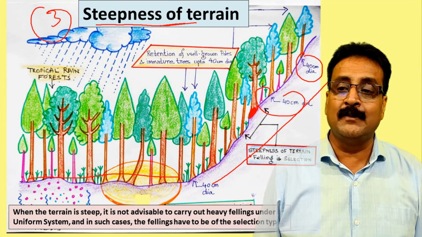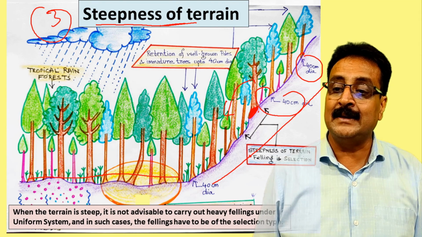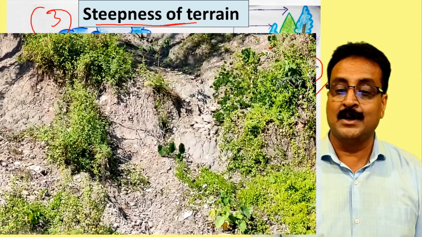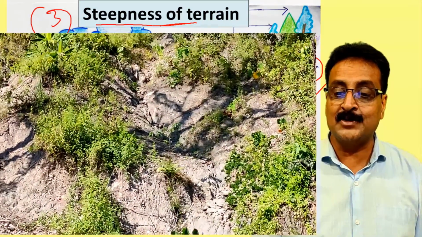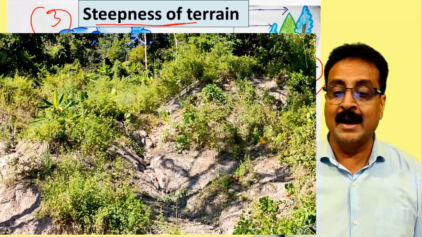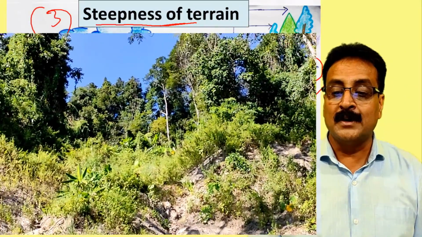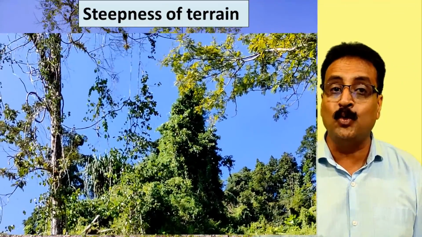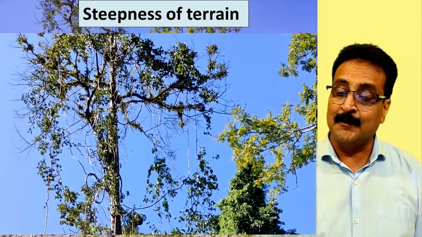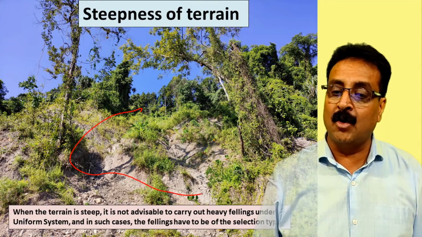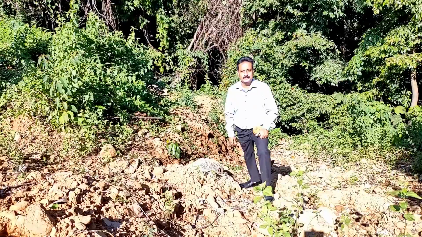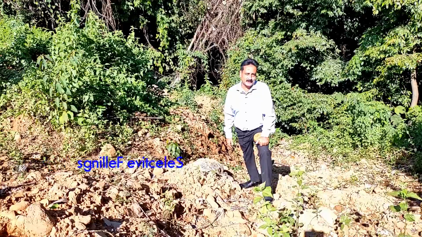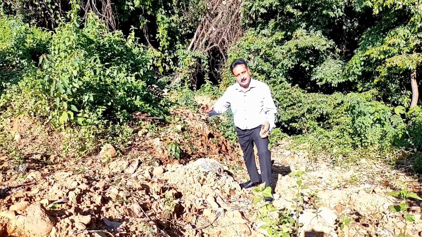Number 1, it will cause a lot of damage when it falls down. Second, that is not a very big issue, but the issue is erosion. When the terrain is steep, it is not advisable to carry out heavy felling under the uniform system. In such cases, the felling has to be of the selection type. We have to select and fell. If we keep on felling without following the pattern of selection felling, then a lot of erosion will come up. In steep terrains, it is advisable to carry out selective fellings, just to avoid soil erosion.